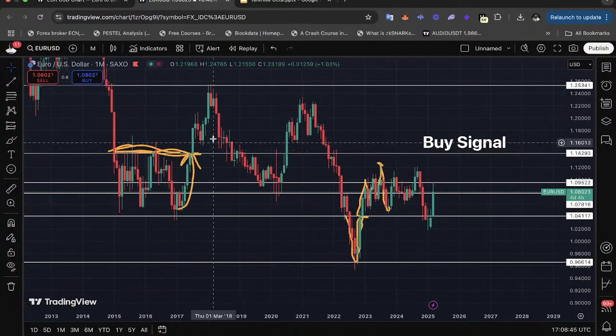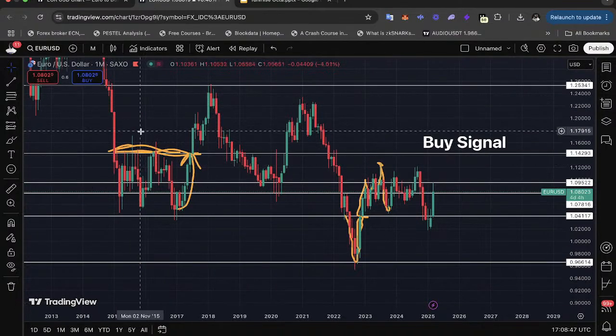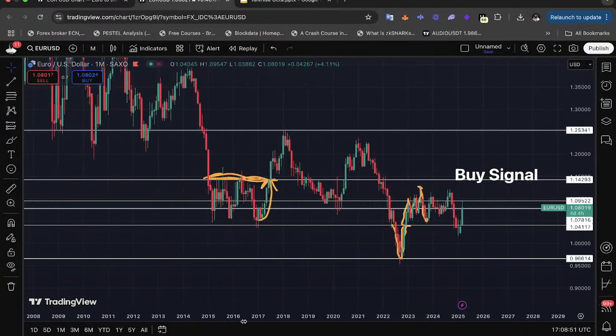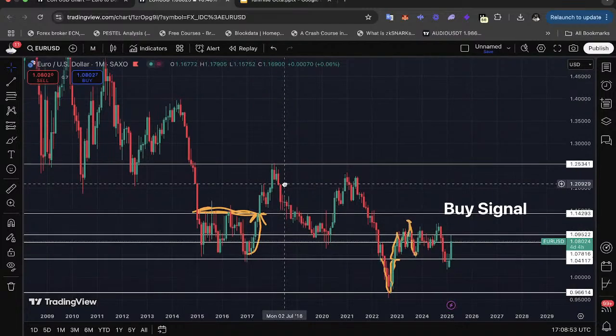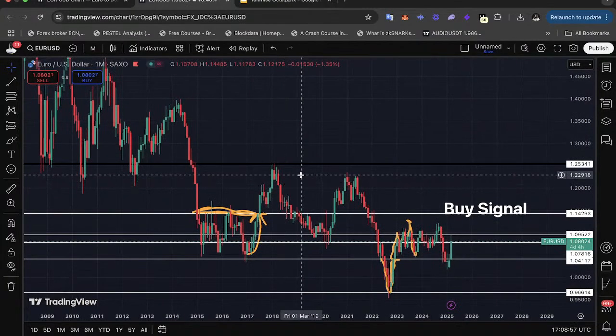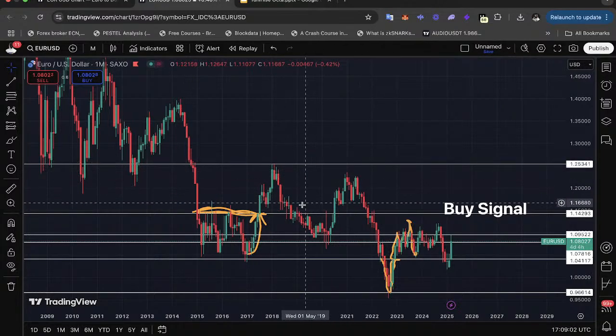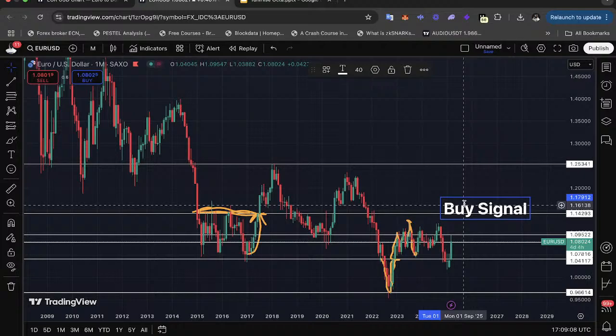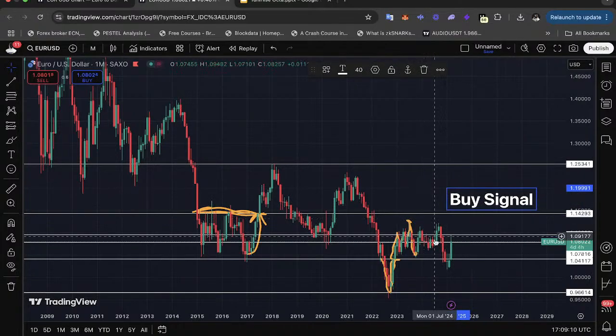So last week we mapped out market structures on EURUSD. The market structure was focused on the resistance and support zones, which we have been able to mark here. So now I'm able to map support and resistance zones.